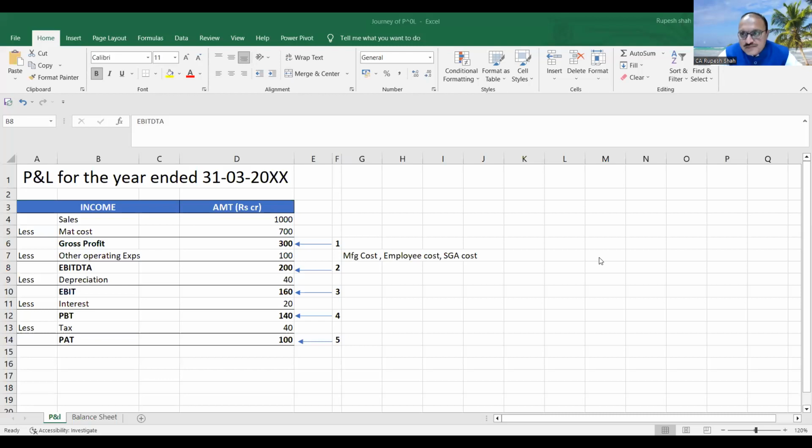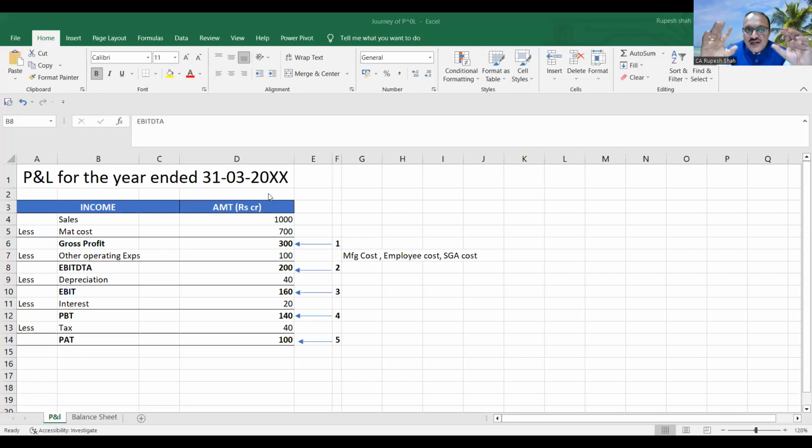Okay, now just have a look at the Excel sheet, this P&L account. Our context is to look at the journey of the P&L account. Let us look at the very first line. A P&L is always for a period, right? Say here I have written P&L for the period ended 31st March 2023. What does that mean? It will cover 1st April 22 to 31st March 2023 for the year ended.